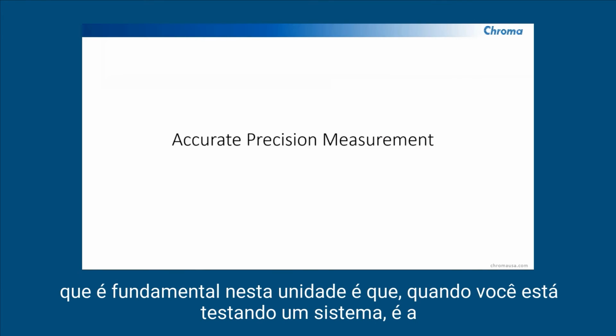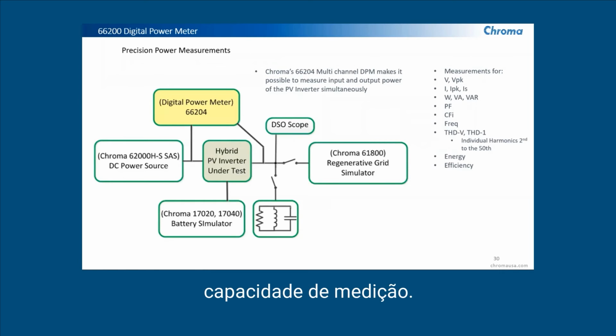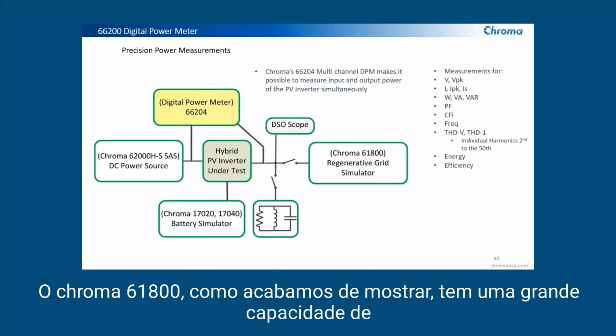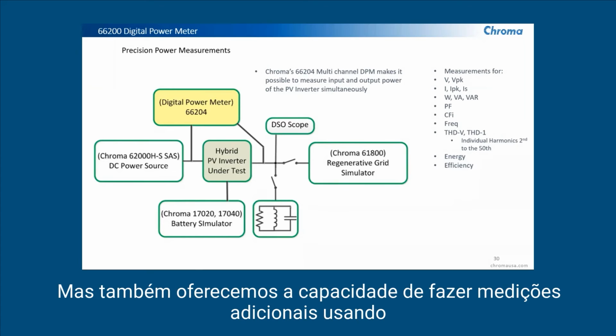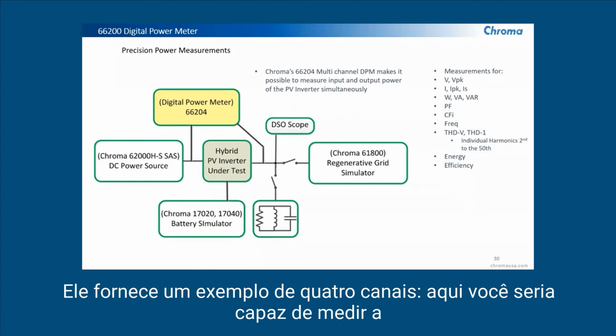The other key part of this unit when you're testing a system is the measurement capability. Now, our solar array simulator has the capability to measure its output voltage, current, and power. The Chroma 61800, as we just showed you, has great capability to do measurement. But we also give you the ability to do additional measurements using our digital power meters. The 66204 digital power meter is a multi-channel meter. It gives you up to 4 channels.